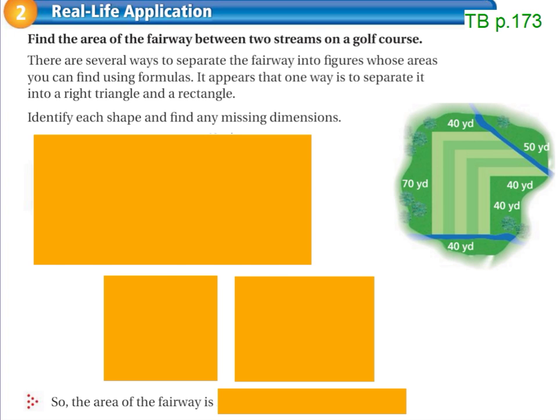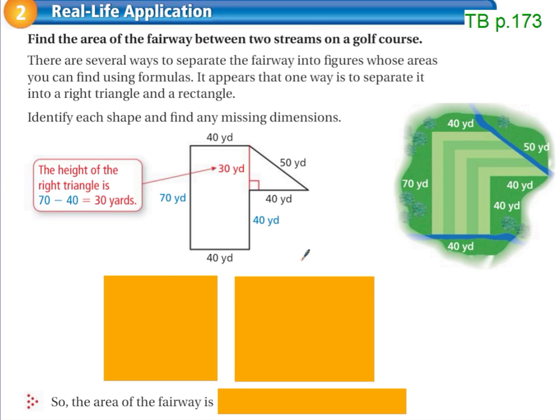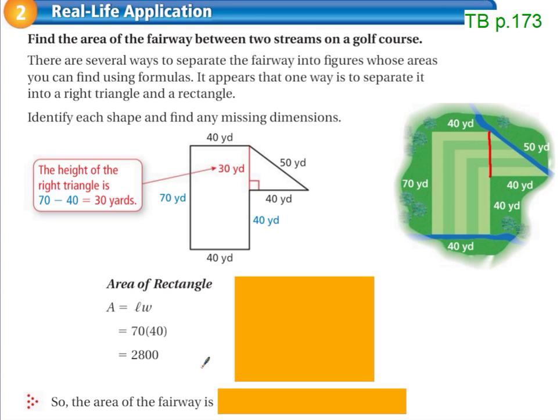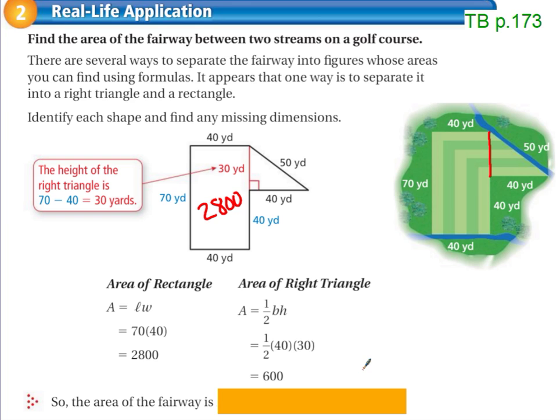So this shape right here, they've sketched out, and you'll see that it can be broken up into a rectangle and triangle. If I go over on the actual picture, notice if I draw a line here, I get a rectangle and a triangle. So what they did is found the area of the rectangle. Remember, length times width, so 70 times 40 is 2,800 for the rectangle. And then the triangle, 1/2 of the base times height, is going to give us an area of 600.